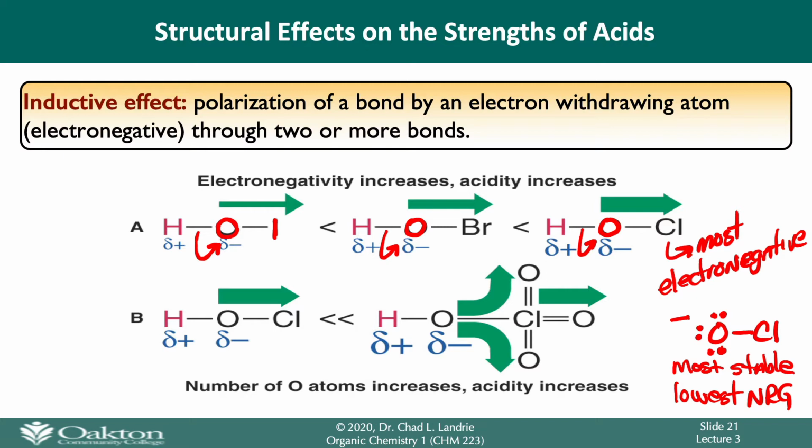And so in summary, that means that HOI is the weakest acid, and HOCl is the strongest acid. So this is an extension of that electronegativity principle. Even though the atoms losing the hydrogen are all the same, distant atoms can still have an effect, this inductive effect.